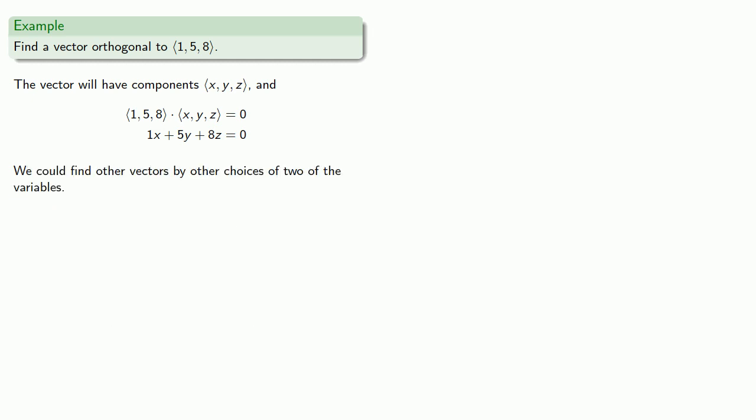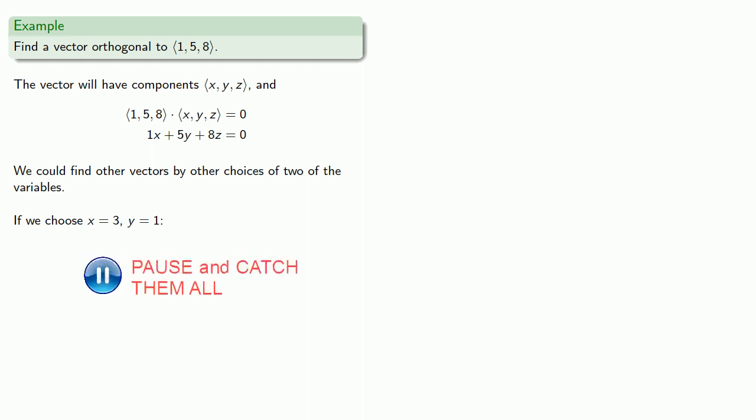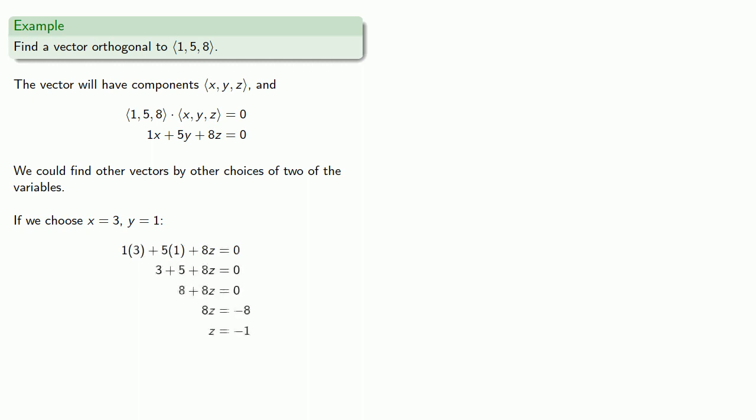And in fact, we could find other vectors by other choices of two of the variables. For example, if we let x equals 3 and y equals 1, we get another vector that's orthogonal. And we don't have to choose values for x and y and find z. We could choose values for x and z and find y, or y and z and find x. And so we could find as many orthogonal vectors as we want. So how many do we want? We'll take a look at that next.